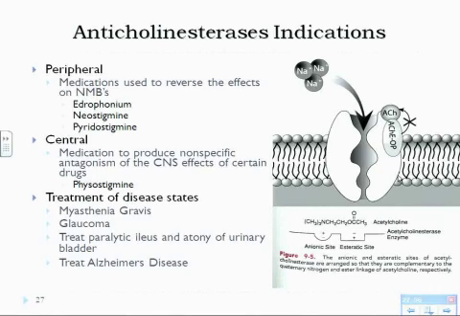Treatment of disease states can also be important for myasthenia, glaucoma. You can treat paralytic ileus and atony of the urinary bladder, and we're now beginning to treat Alzheimer's disease with this as well, because Alzheimer's is a lack of acetylcholine available at the sites in the central nervous system. So we're now using central acting agents like physostigmine that are longer acting. There are other longer-acting agents like physostigmine that we use now for clinical use for Alzheimer's.